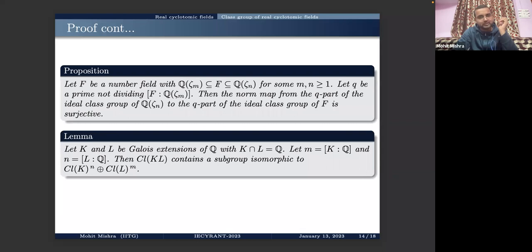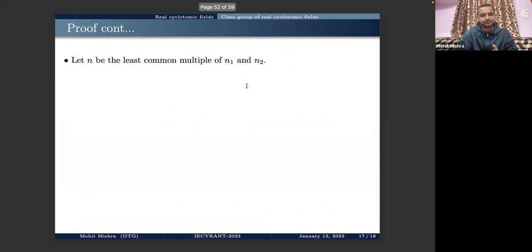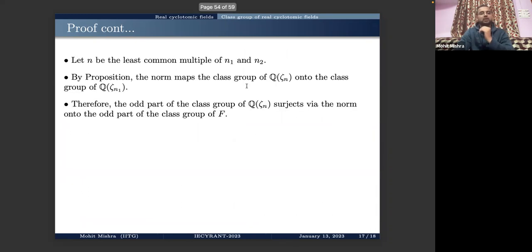So the degree of Q(ζ_N1) over Q(ζ_N1) is nothing but 1. So its class group is a subgroup of this. Moreover, since we proved that the norm map is surjective, this norm map actually factors through the class group of this Q(ζ_N)^+. From here it follows that the class group of this Q(ζ_N1) is actually a subgroup of the class group of Q(ζ_N)^+.